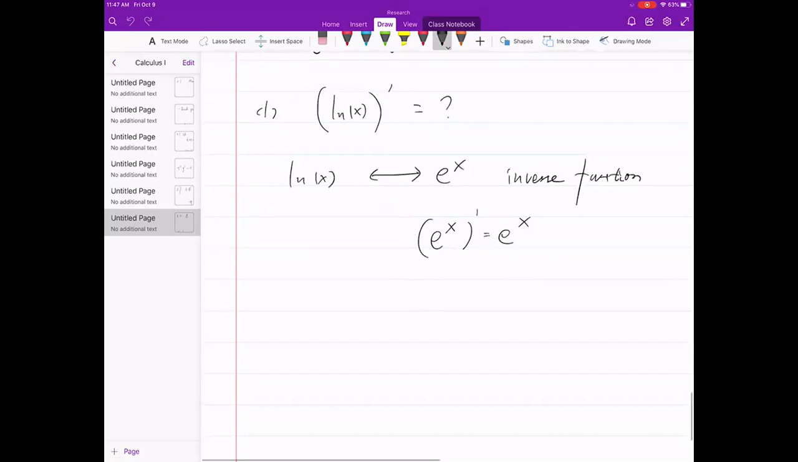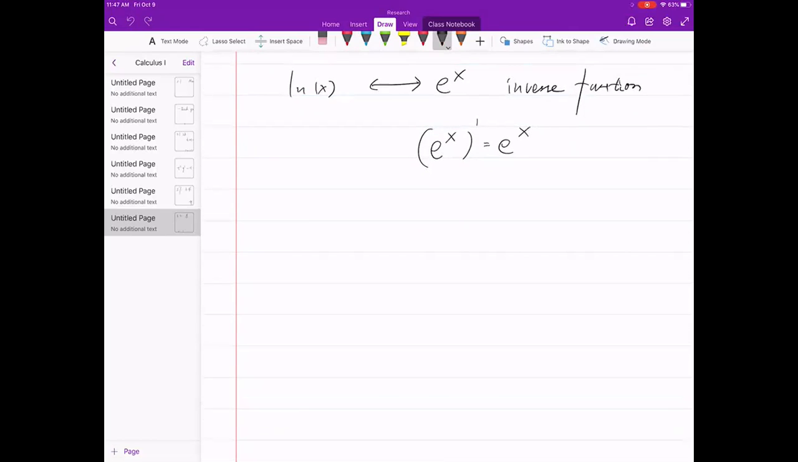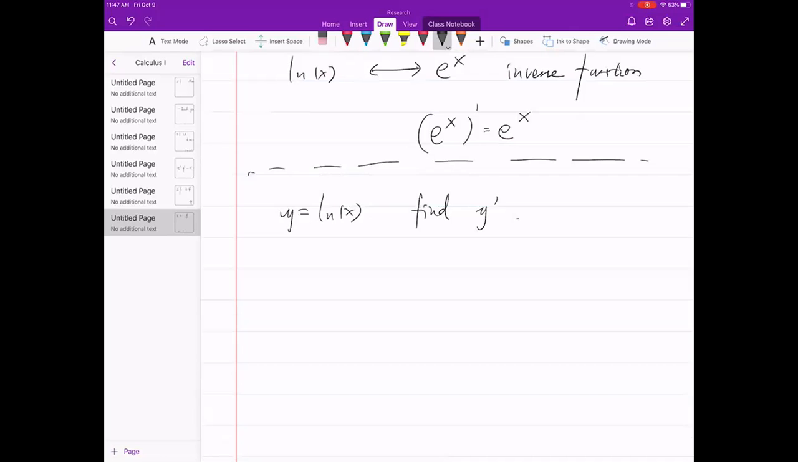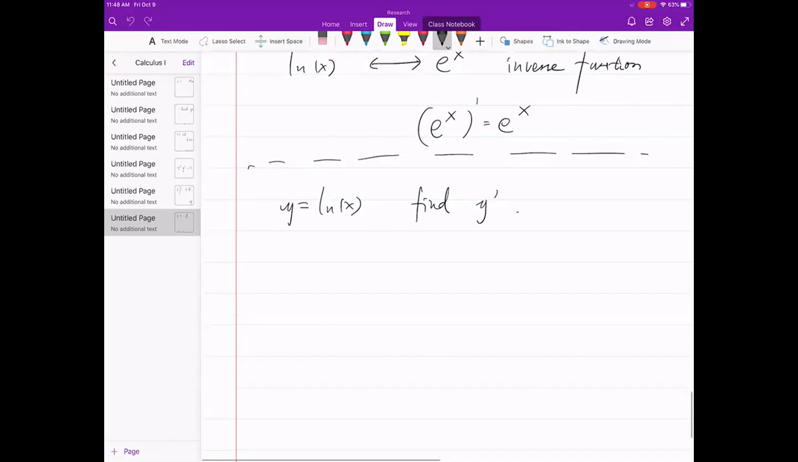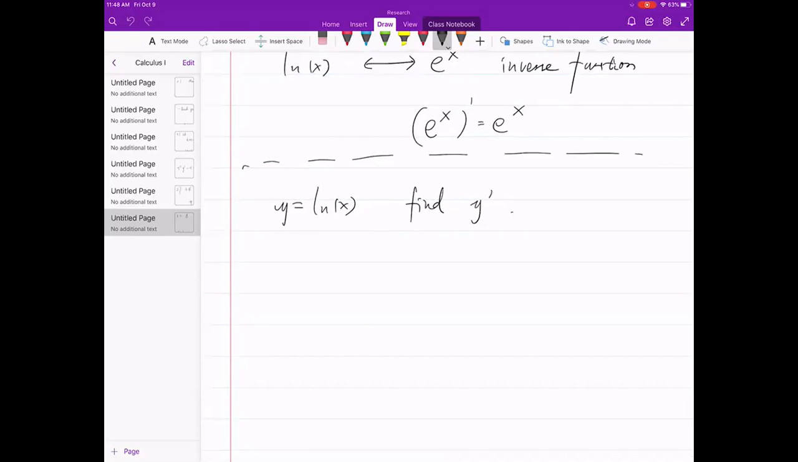Good. Now let's take a look. Let me reformulate what we have here. We know y equals ln x. We want to find y prime. That's our goal. But we're not familiar with ln. We're more familiar with e. And then we realize this is the same as saying x equals e to the y, because they are inverse functions of each other.